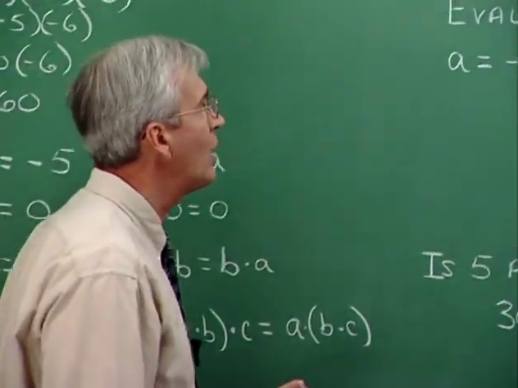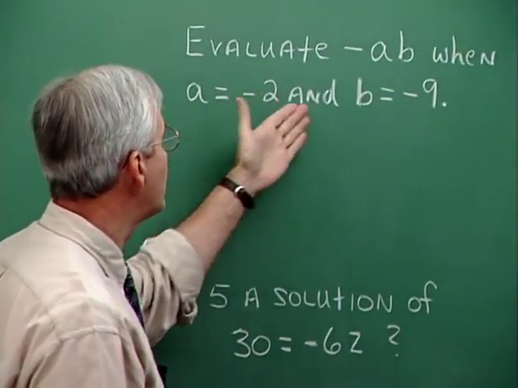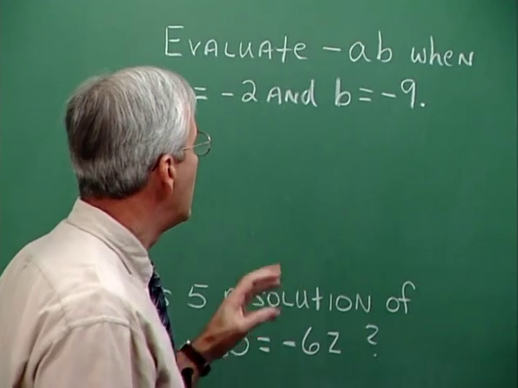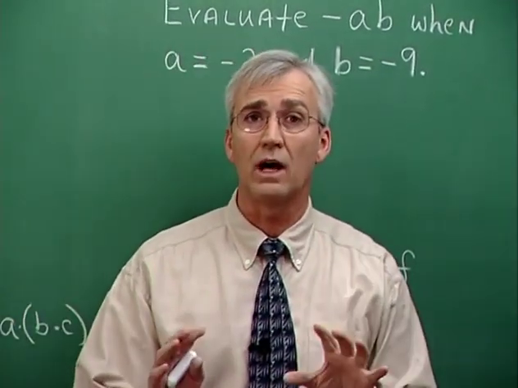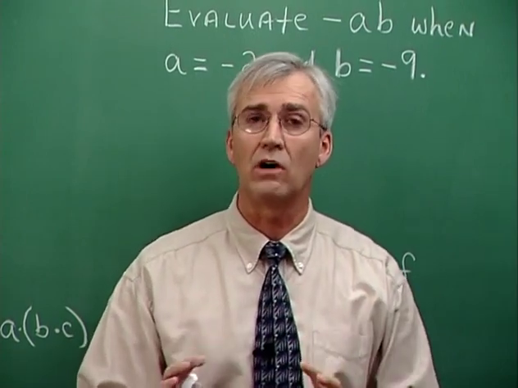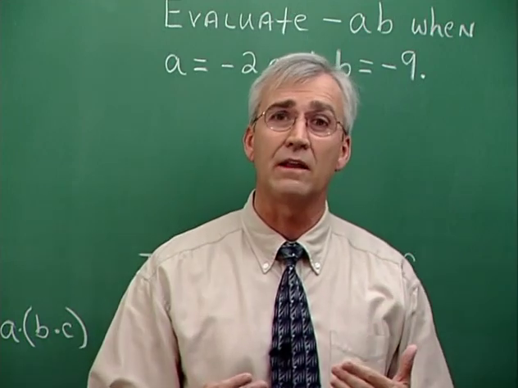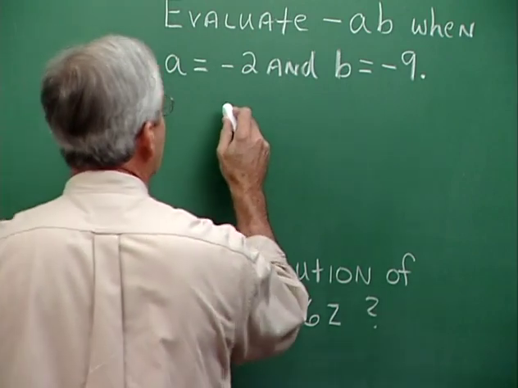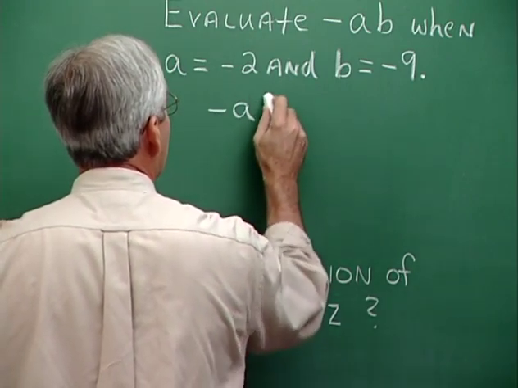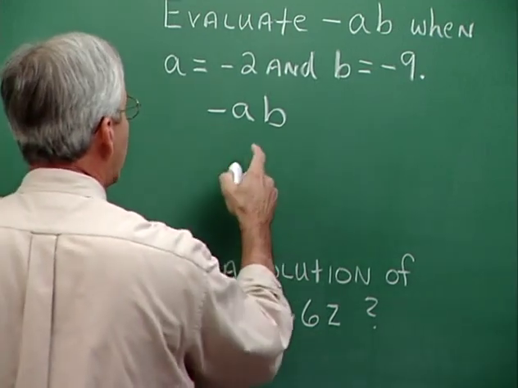Suppose we want to evaluate negative AB when A is negative 2 and B is negative 9. Now, as problems like this become more and more convoluted with these signs involved, it becomes more and more important that we amplify the organizational skills involved. And the organizational skill here is to write the expression we want to evaluate and then replace letters with numbers.